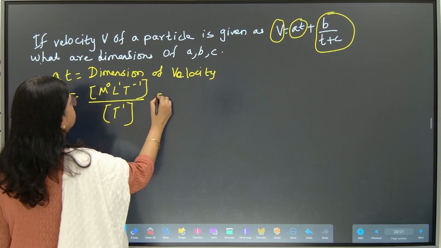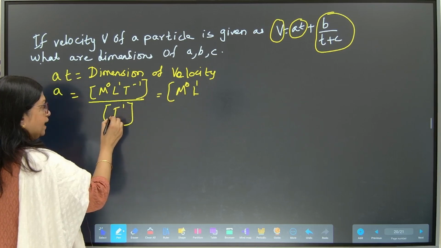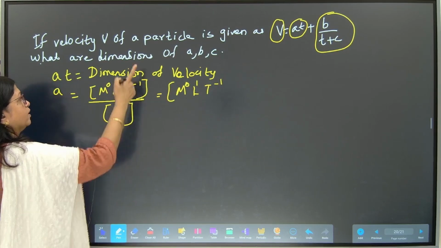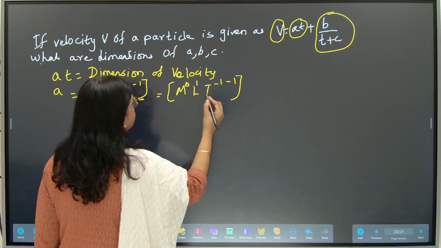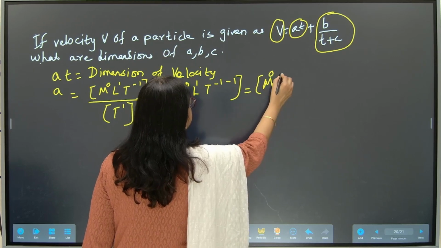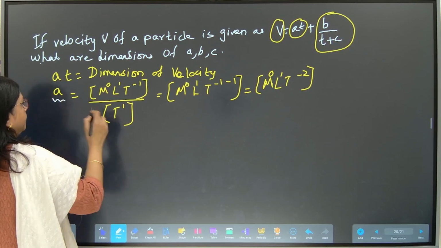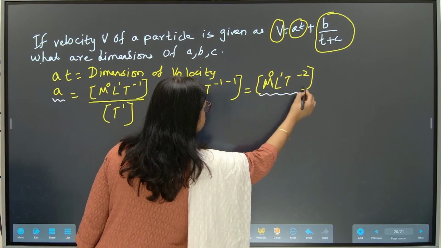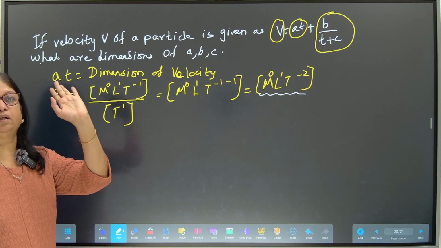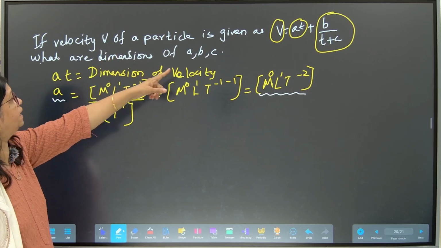Okay, so my answer becomes M raised to 0, L raised to 1, T raised to minus 1. From here, this power goes up, so it becomes minus 1. So my answer for A becomes M raised to 0, L raised to 1, T raised to minus 2. So I have the dimension of A as M raised to 0, L raised to 1, T raised to minus 2. Same principle. Now let us go to B and C.